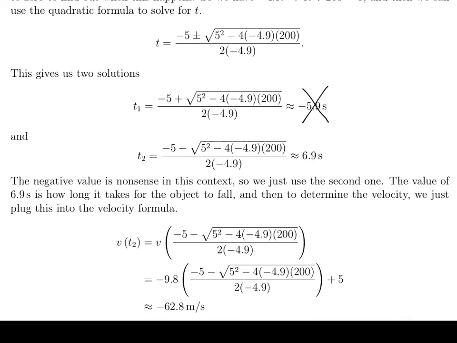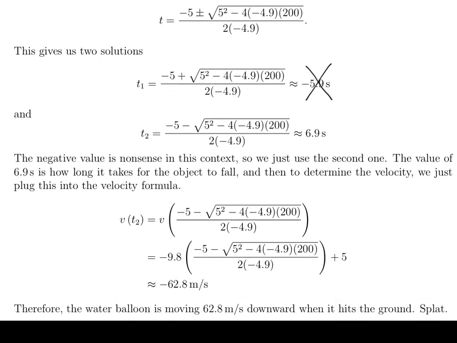So let's talk about the interpretation of this number. What that's telling us is that it's moving 62.8 meters per second, and the negative sign indicates that it's moving down, it's falling, when the water balloon hits the ground. And let's just hope nobody's underneath that when it hits.